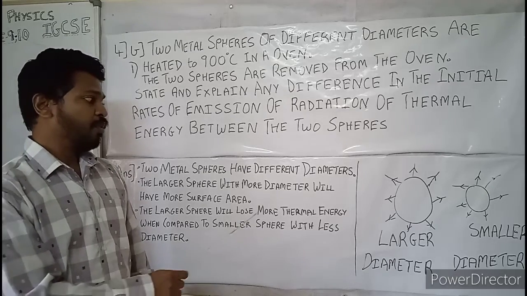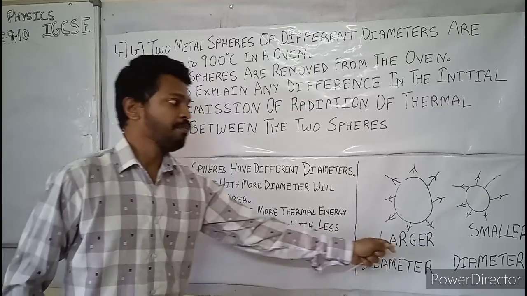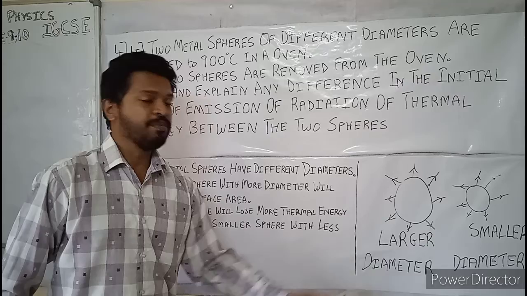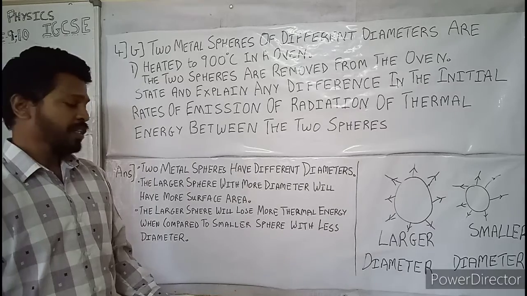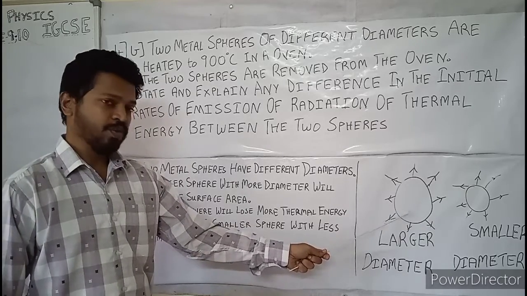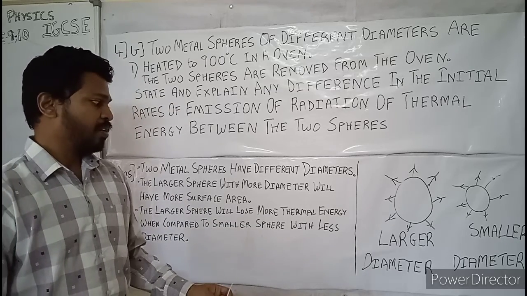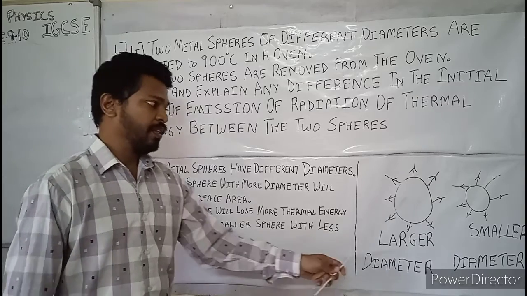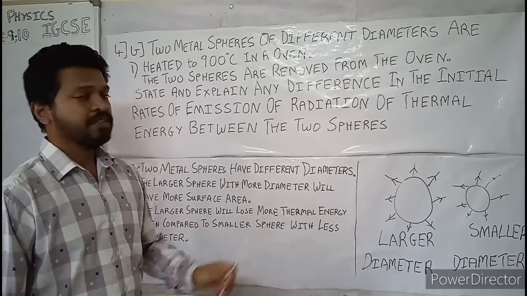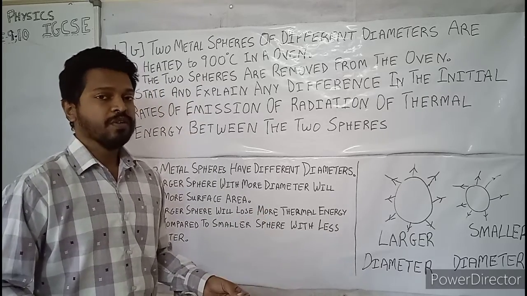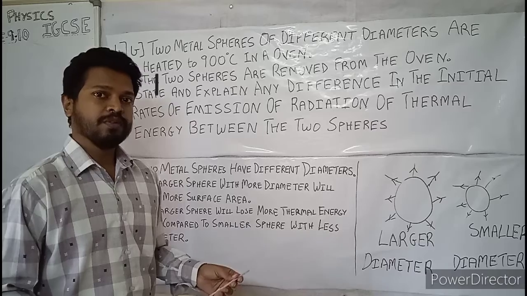The larger sphere with more diameter will have more surface area. You can see it has more surface area compared to the surface area of the smaller diameter sphere. The larger sphere will lose more thermal energy because of more surface area when compared to the smaller sphere with less diameter. So this is the answer of the fourth B, the first part. So we have answered the fourth B, first part.